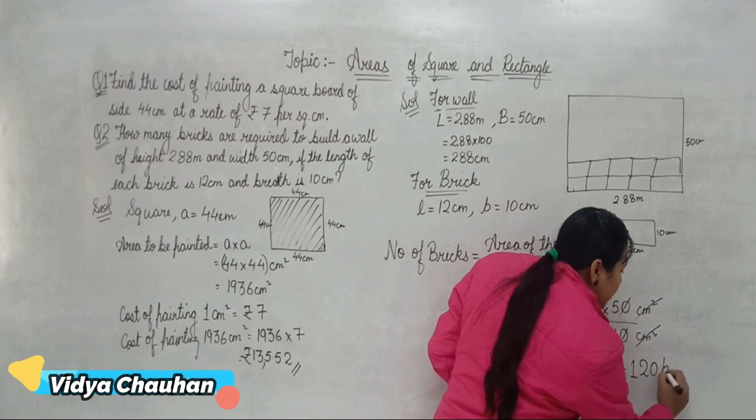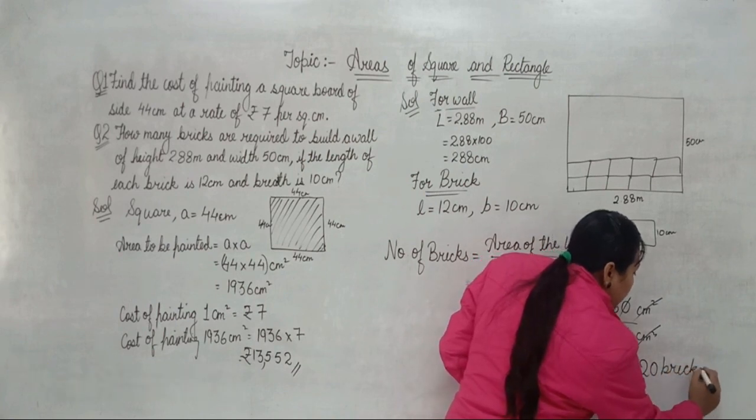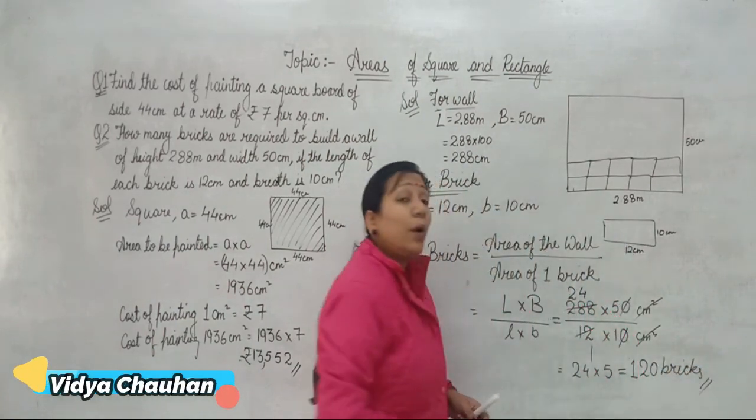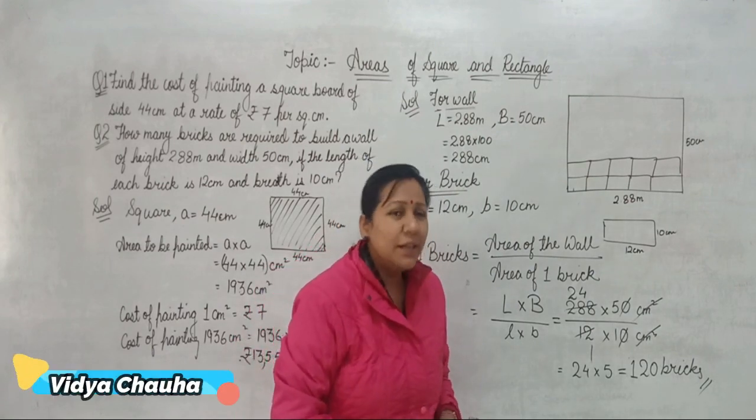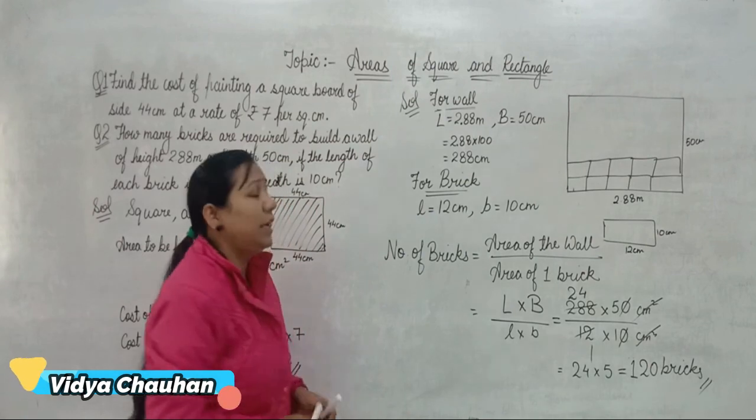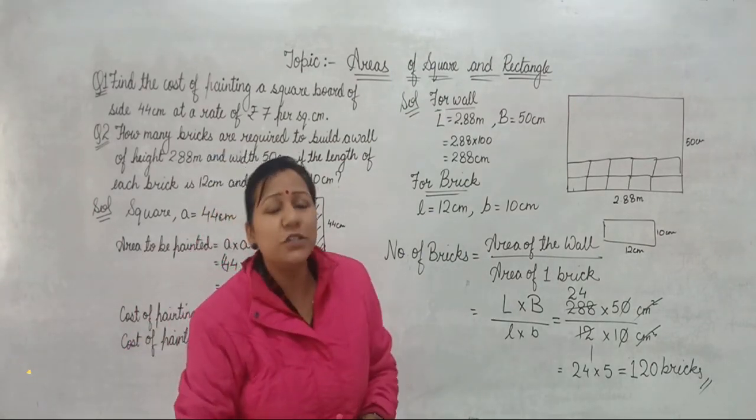So how many bricks are required to make the wall? We need 120 bricks. Clear, students? So this is all about the areas of rectangle and squares.